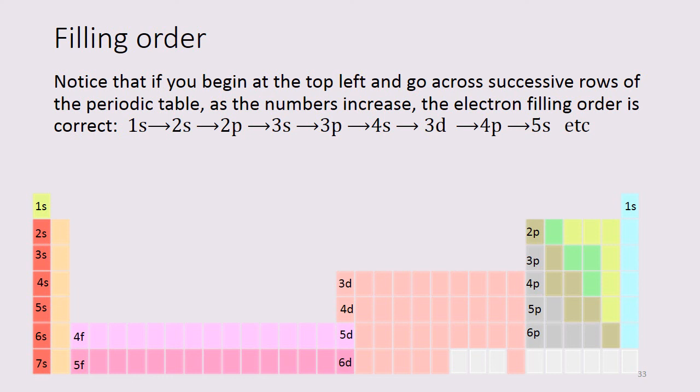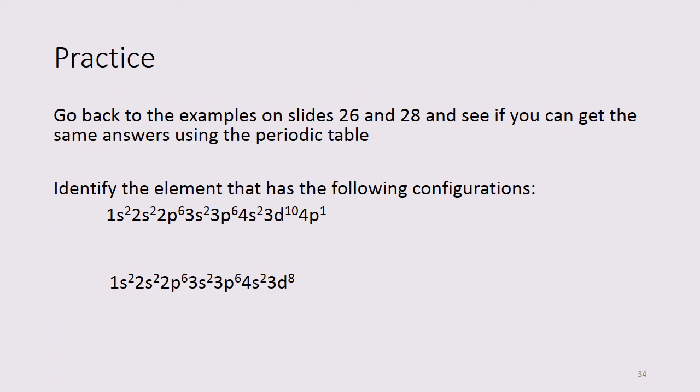So like I said earlier, you don't necessarily have to memorize this, because if you have a periodic table, you can follow along. And that's why I particularly like the Web Elements periodic table, because it shows those elements 57 through 70 on the periodic table, so you know that they come in there. You don't get confused. Okay, so you might want to go back and look at slides 26 and 28 and see if you can get the same answers using the periodic table.